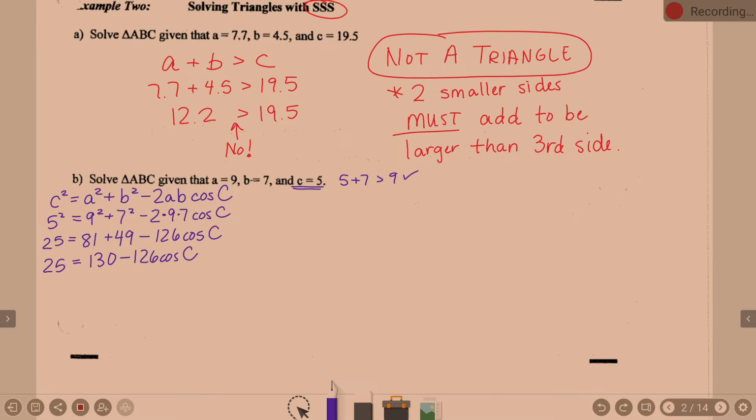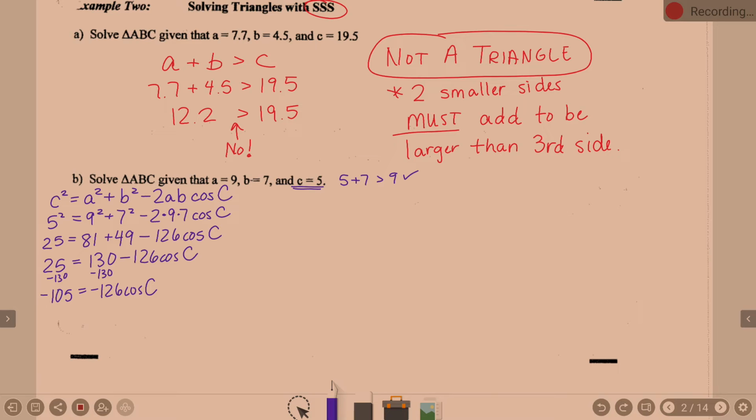Can I subtract those two? Why am I not subtracting 130 minus 126? Yeah, 126 is attached to the cosine C. So instead, what am I going to do? Okay, we're going to subtract the 130 over. 25 minus 130 is going to be... Okay. Negative 105 equals negative 126 cosine of C.